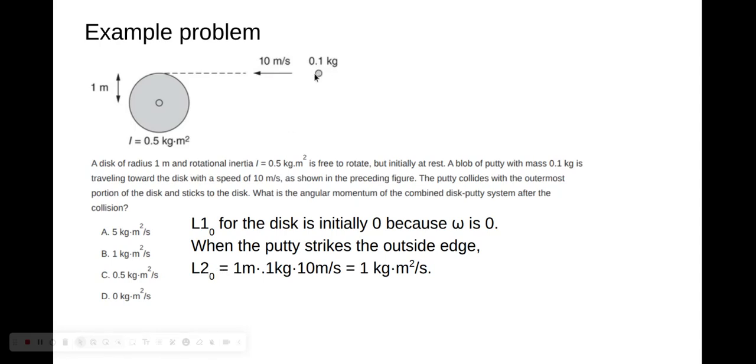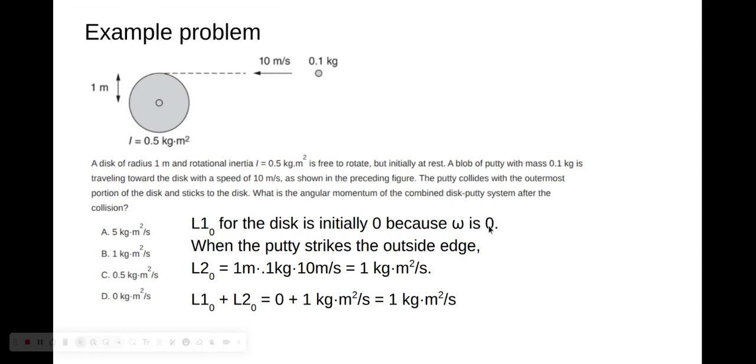The angular momentum of the putty, I'm going to designate with a 2, is when it sticks out here, 1 meter away, times 0.1 kilogram mass, times 10 meters per second. So that gives 1 kilogram meter squared per second for the angular momentum. Now, like I said, if this property is conserved, then we add those two things together. The total momentum just right before the putty sticks is 1 kilogram meter squared per second.